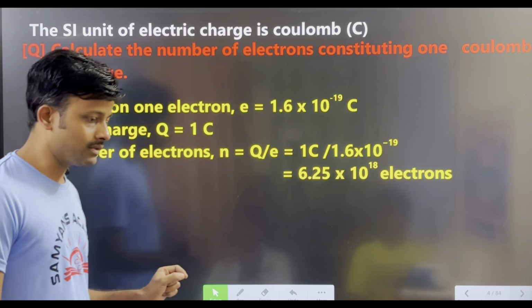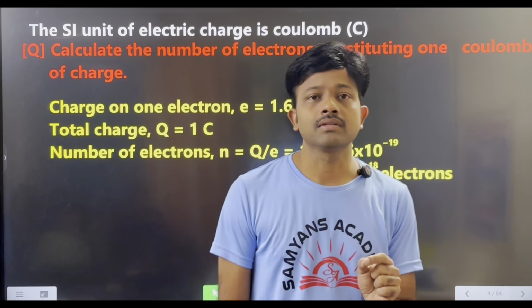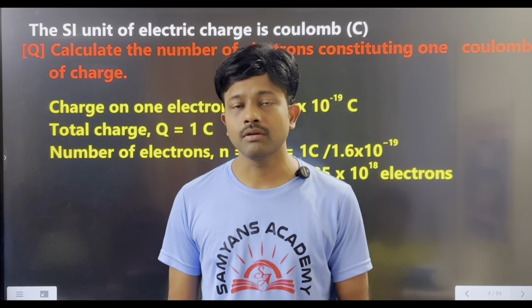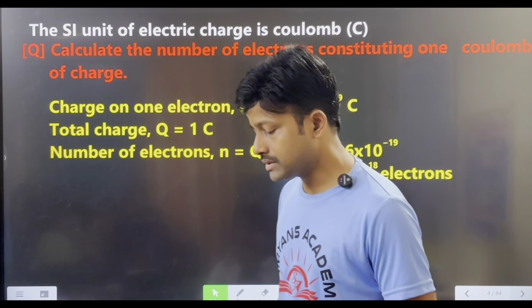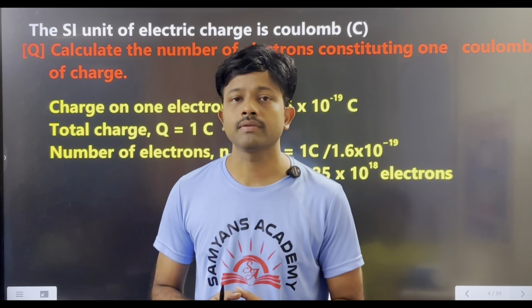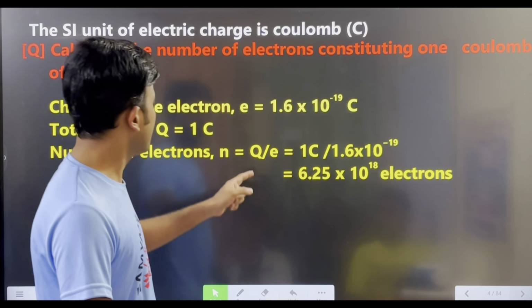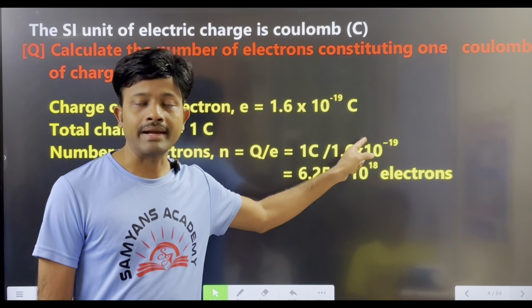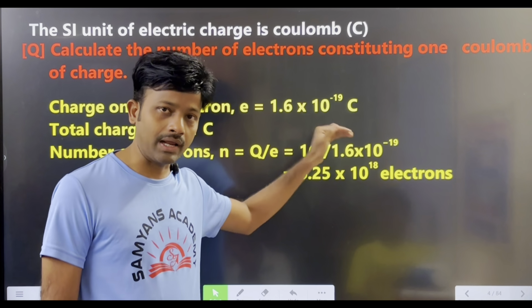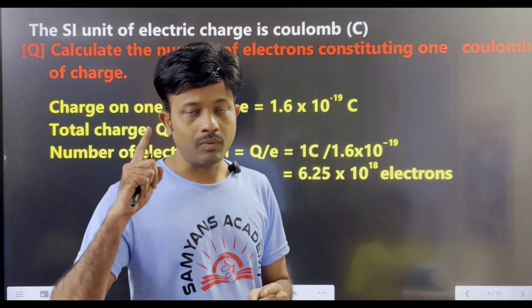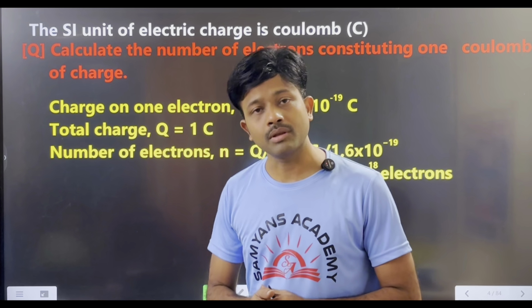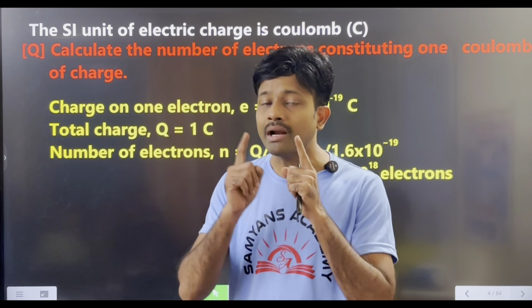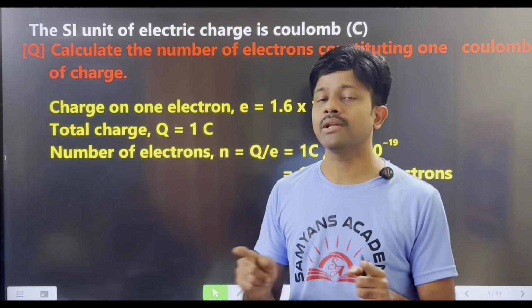Then how do you calculate how many electrons 1 coulomb of charge consists of? Already you know, what is the charge of an electron? That is equal to 1.6 into 10 to the power of minus 19 coulomb. This is the charge of an electron. One electron has the charge 1.6 into 10 to the power of minus 19 coulomb, so 1 coulomb of charge consists of how many electrons?